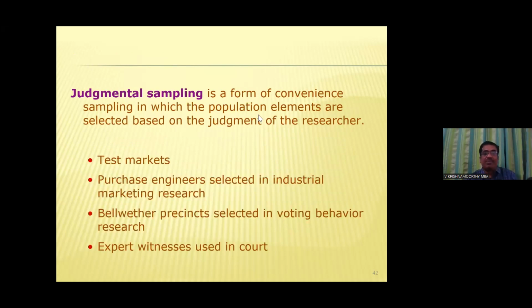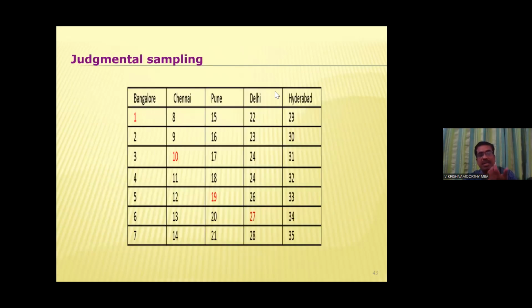Okay. Let's take judgmental sampling, using the same example. This is your study population: 35 is your study population. 7 people were living in Bangalore, 7 in Chennai, 7 lived in Pune, 7 respondents lived in Delhi, and 7 respondents lived in Hyderabad. Okay. So what is judgmental sampling? In judgmental sampling, the data will be collected according to the judgment of the researchers.